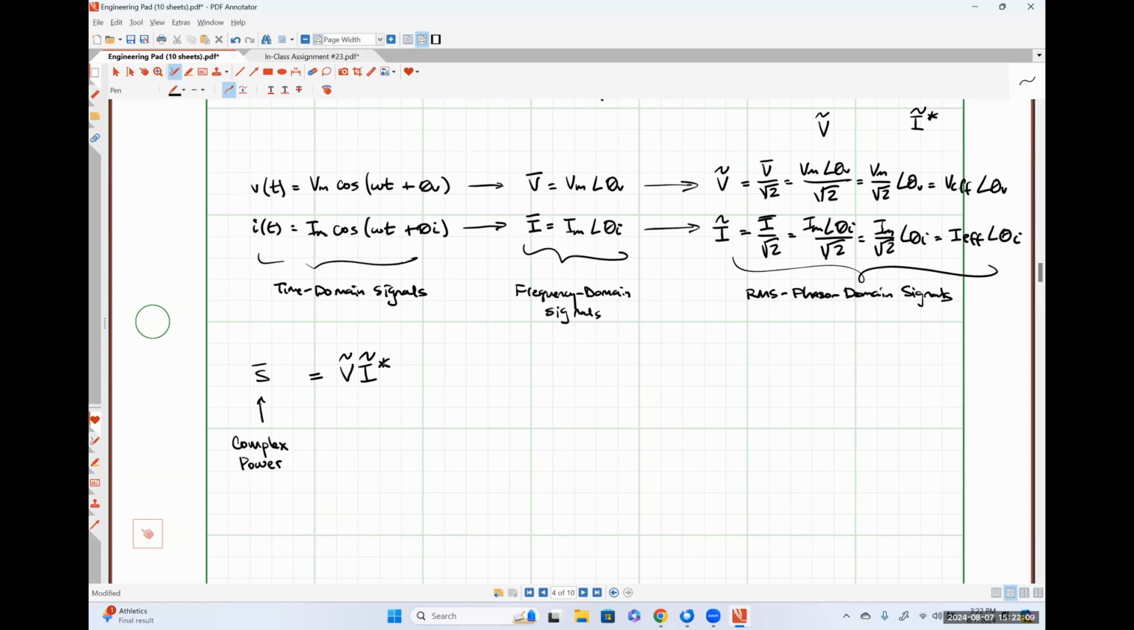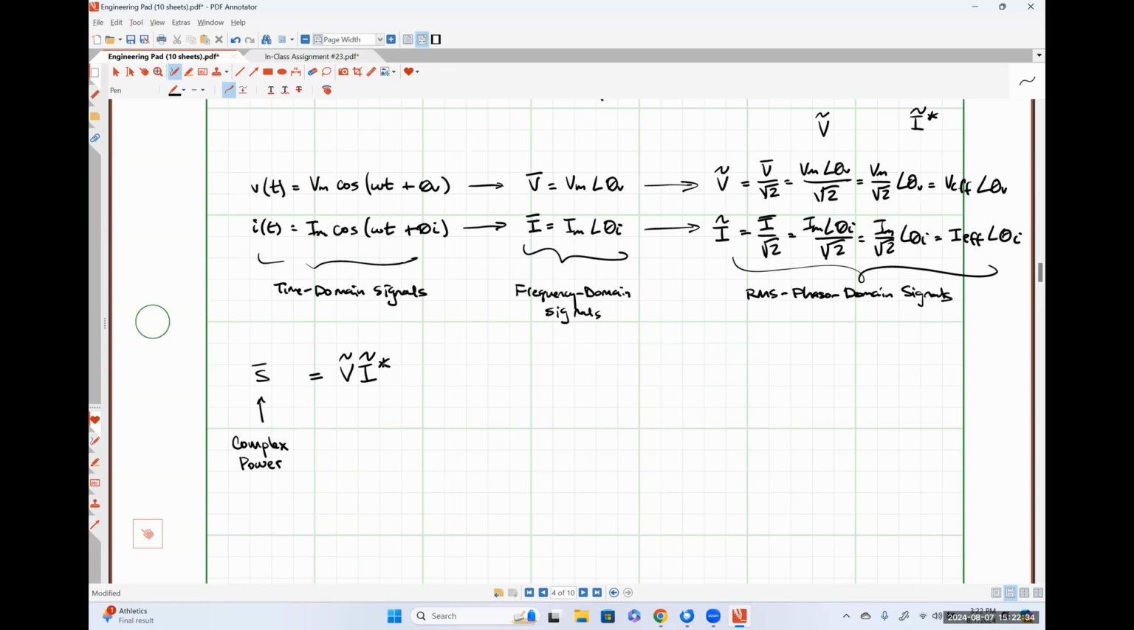But realistically, all of the power stuff that I'm going to ask you guys to do on your last exam can be done using literally this simple equation. Multiply the RMS phasor voltage times the conjugate of the RMS phasor current, and then know what the different parts of complex power are. Okay.